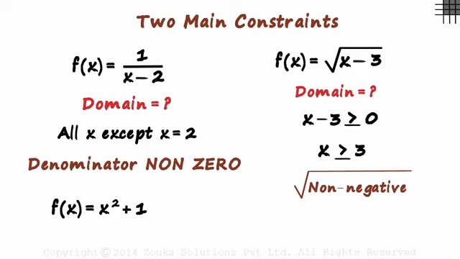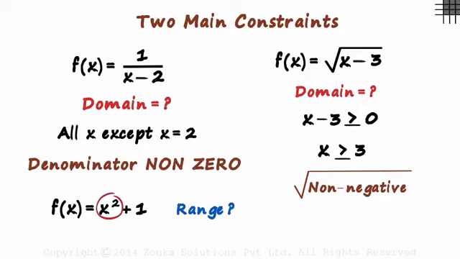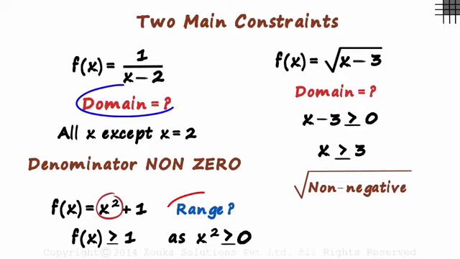Now for the last problem of this session, find the range of this function. By range, we mean all possible output values. Look at this term. Can it be negative? No. The square of any number will be greater than or equal to 0. So the minimum value of the function will be 0 plus 1, which equals 1. F of x will be greater than or equal to 1 as x squared will be greater than or equal to 0. So that was all about domain and range.